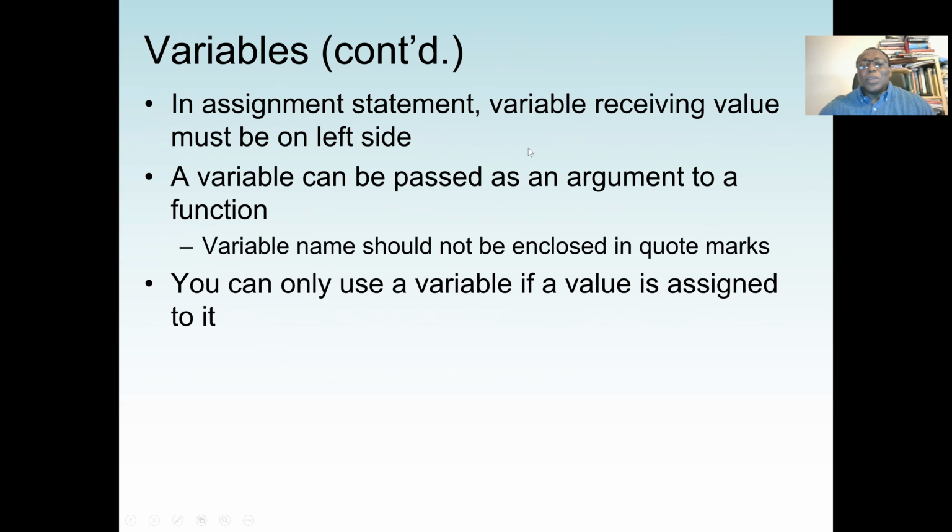In the assignment statement, the variable receiving the value must be on the left side, and the variable can be passed as an argument to the function. So the variable name will be on the left side, and the value that we assign to the variable will be on the right. Between the left and the right, we have the assignment operator.